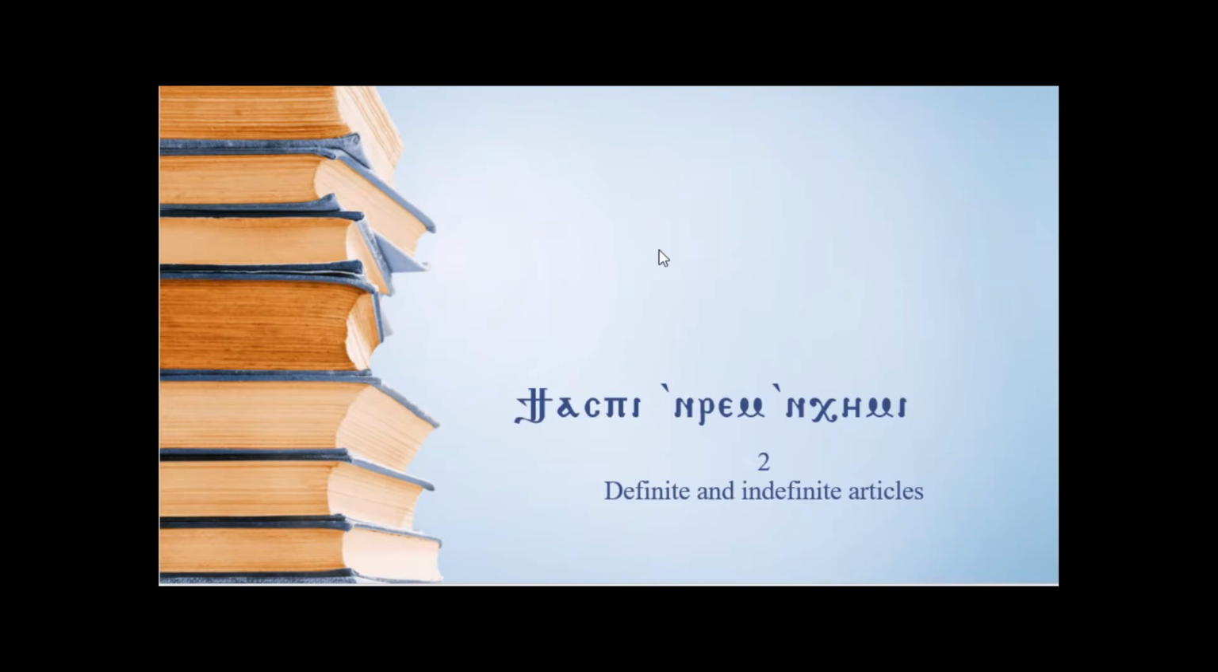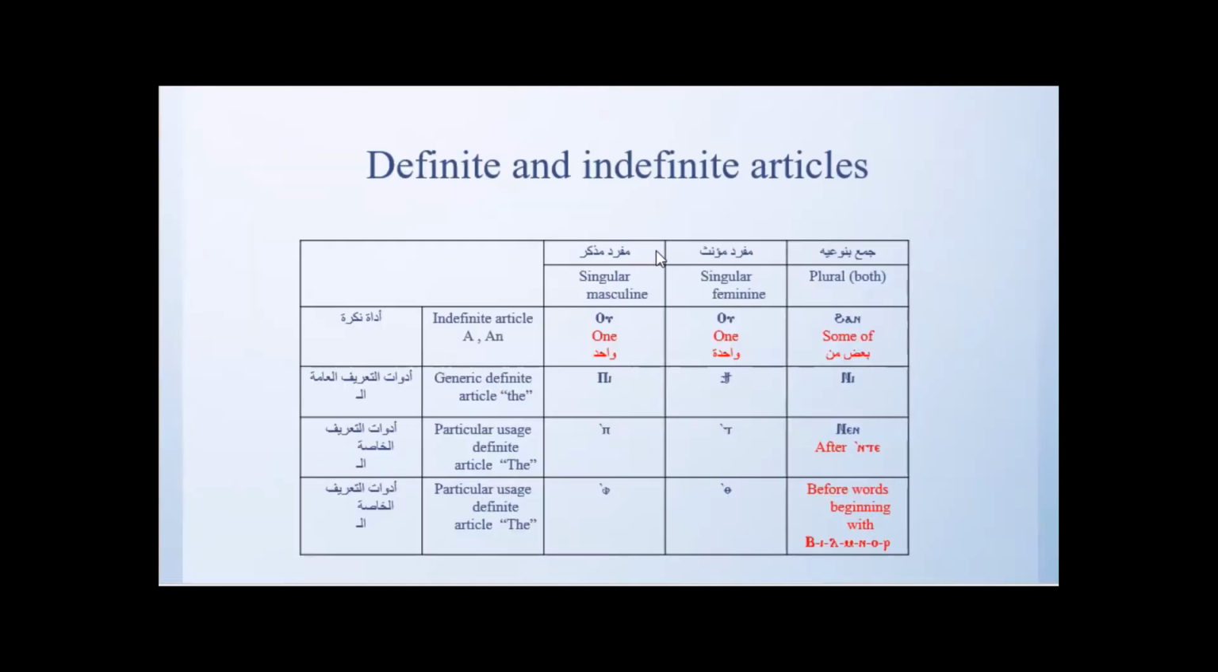In this lecture we will talk about definite and indefinite articles. In Coptic we have ou, which is an abbreviation of oua, which means one. It's used for singular masculine and singular feminine. In plural we use the word han, which means some of. Those are the indefinite articles used in the Coptic language with the meaning of a or an. Han means some of, like des in French.